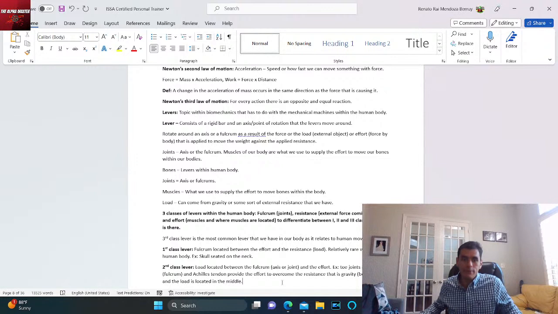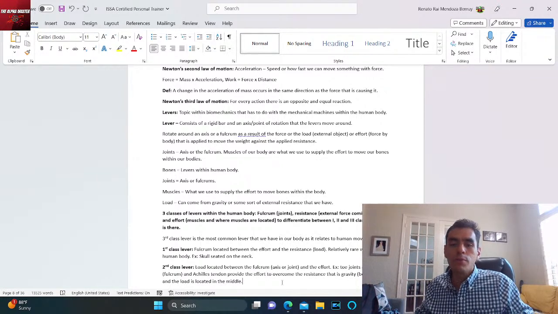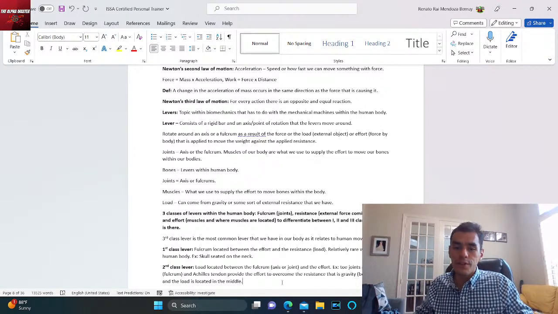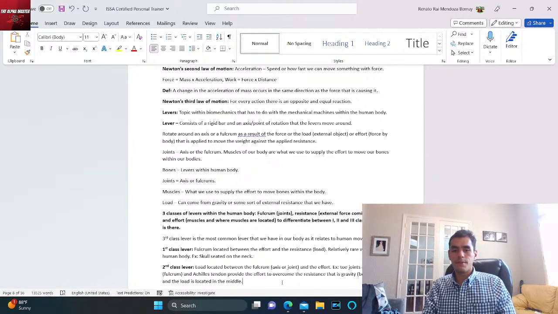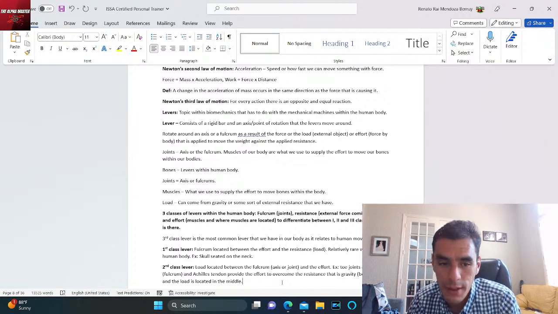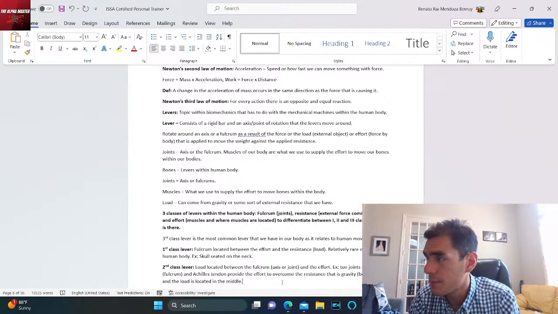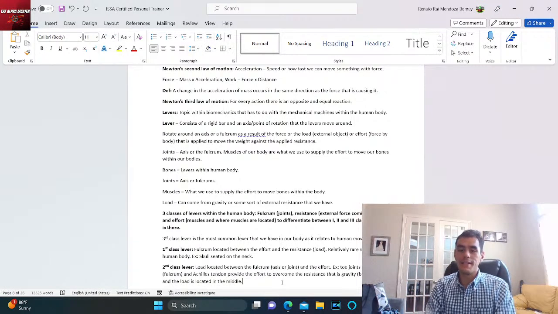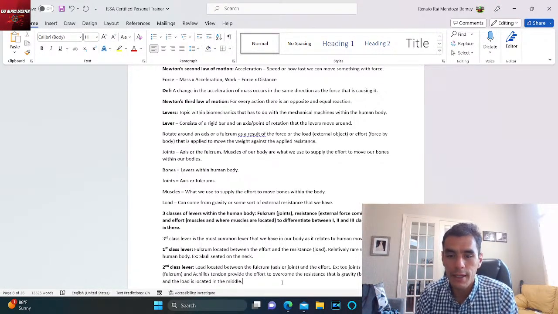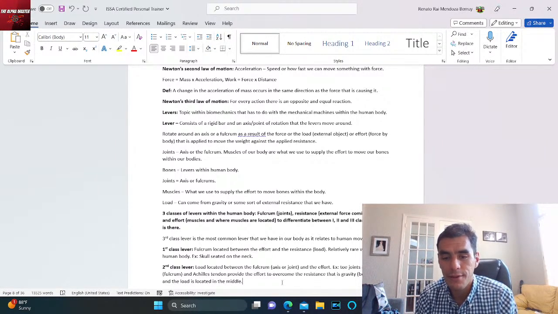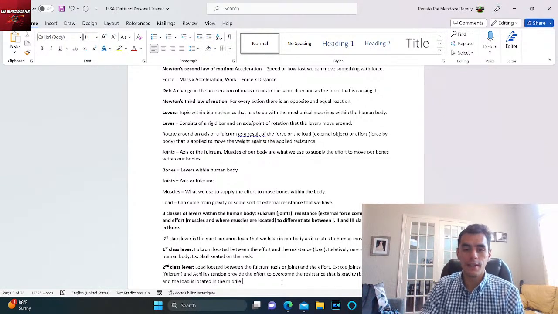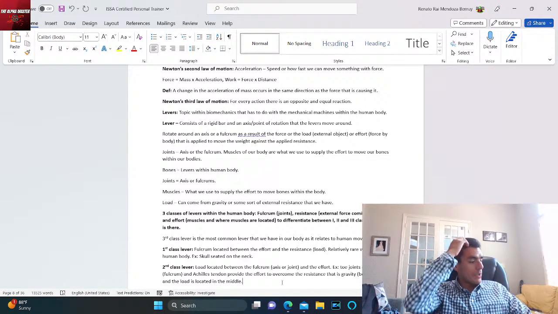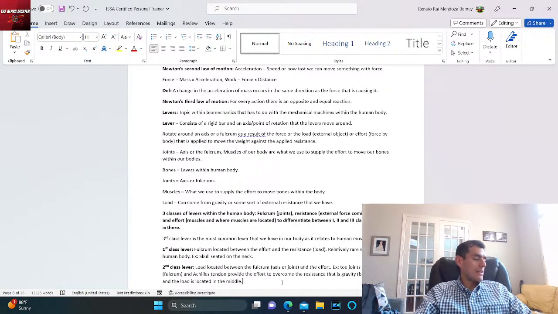That's when you use a second class lever, because the load is located between the fulcrum, which is the axis or toe joints, and the effort. Sorry, the effort is the muscle doing the work, which is the calf muscles, and the load is located in the middle. The toe joints are the pivot, the fulcrum, and the Achilles tendon provides the effort to overcome the resistance that is gravity, body weight, and the load located in the middle. So the load is located between the fulcrum and the effort for second class levers.